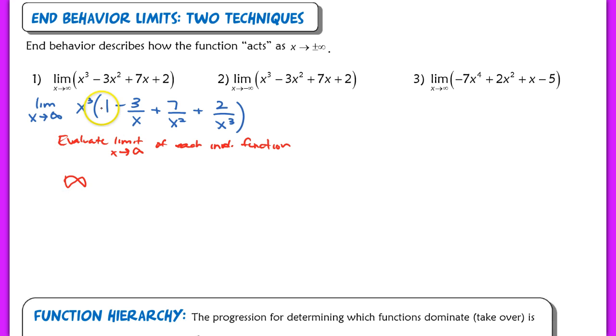Okay, now the limit as x approaches infinity of 1, that's going to stay 1 no matter where you are on the x-axis. As you continue to get larger and larger and larger, your y output still stays 1. It's a constant. Now for negative 3 over x, that relies on that theorem above. We have a constant divided by a really, really big number. Well, that gets closer and closer to 0. So I have 1 minus 0. Okay, then plus 7 over x squared. That also gets closer and closer and closer to 0. 2 over x cubed. That gets closer and closer and closer to 0 as x increases.